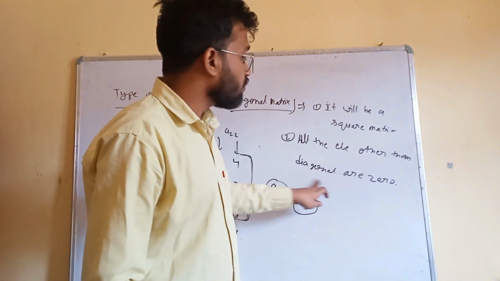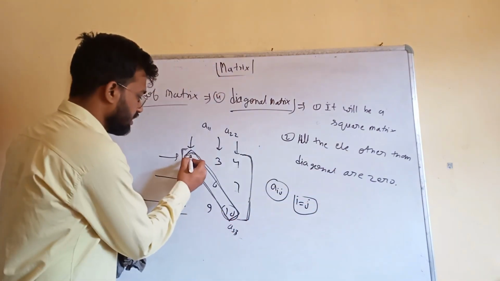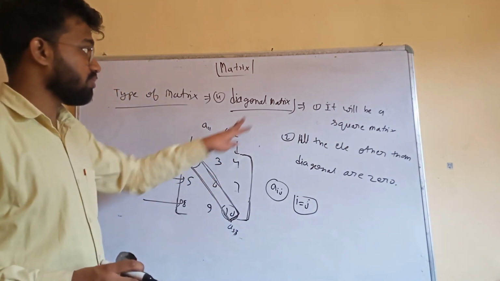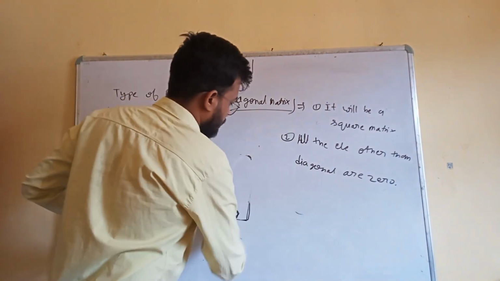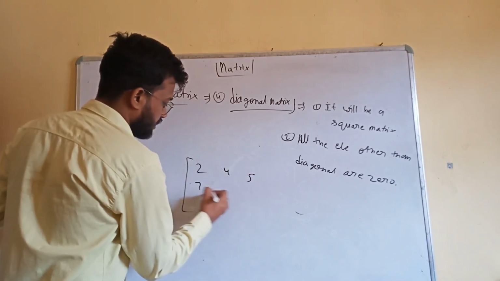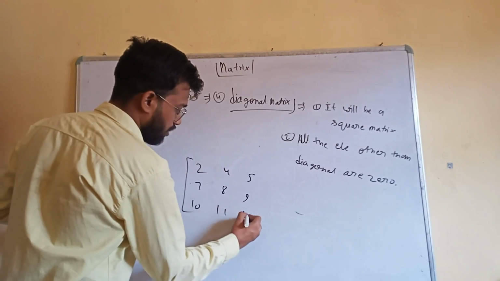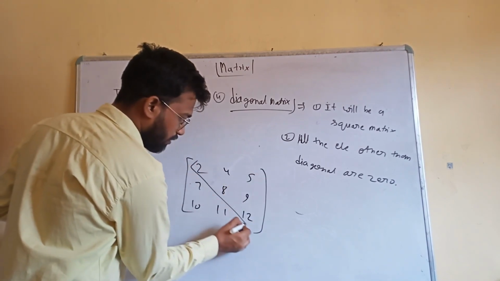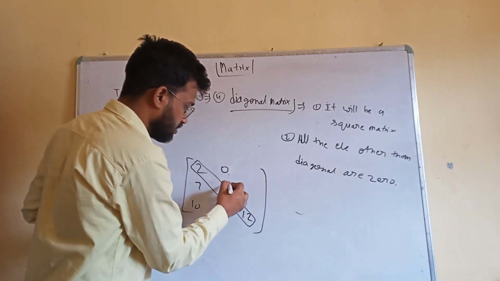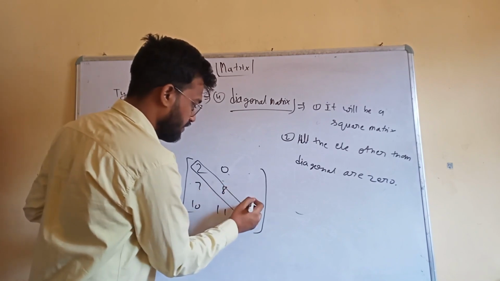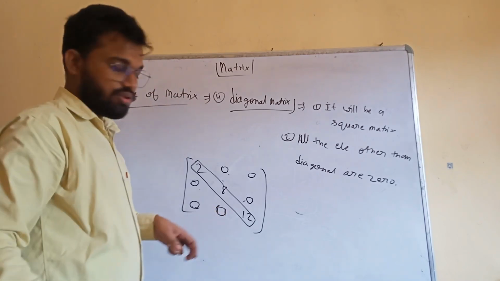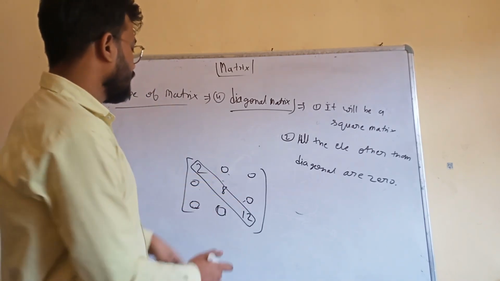What I am talking about is that all the elements other than diagonal are 0. It means that other than these elements, if all other elements are 0, then it is called a diagonal matrix. Let's take an example. Suppose this is the matrix: 2, 4, 5, 7, 8, 9, 10, 11, 12. So what are the diagonal elements? These are the diagonal elements I am talking about. And all the other elements are 0, suppose. If these are all 0, this is 0, this is also 0, and this is also 0. See, all the elements other than the diagonal elements are 0.